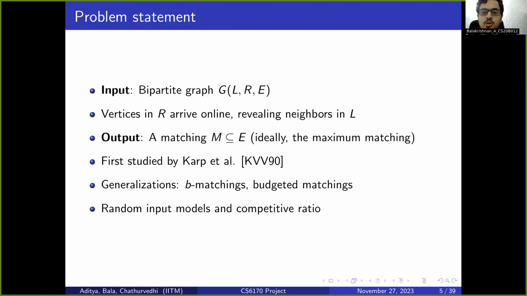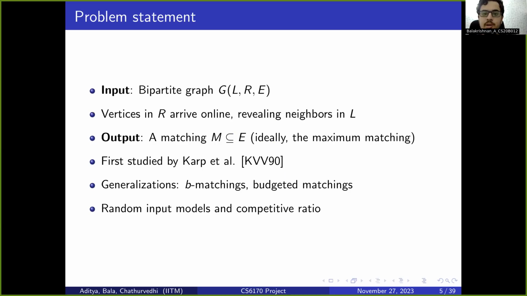The input for this problem is a bipartite graph G with partitions L and R and an edge set E going across the partitions. The vertices in R arrive online in a predetermined fashion, and as each vertex arrives, its neighbors in the set L are revealed. A matching M is output. We would like this to be the maximum matching, but since the input is given adversarially, we instead analyze the competitive ratio and see how close we can get to the maximum matching.